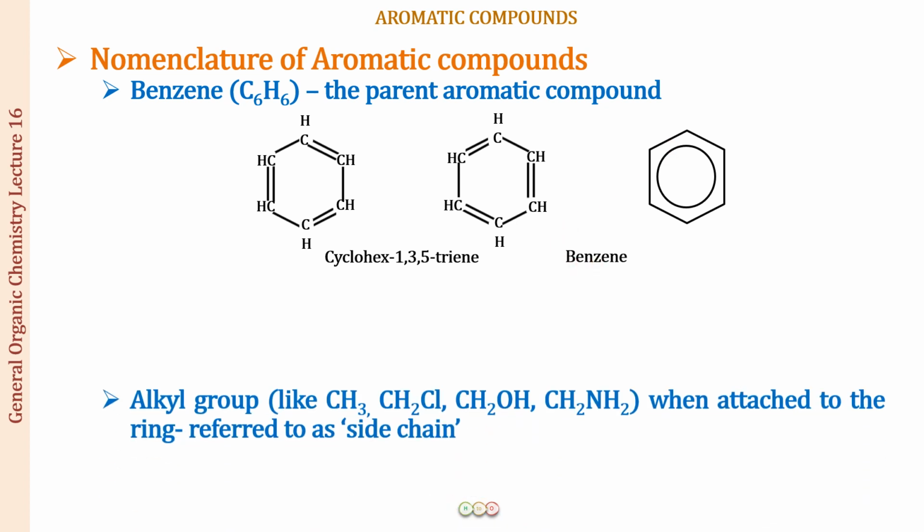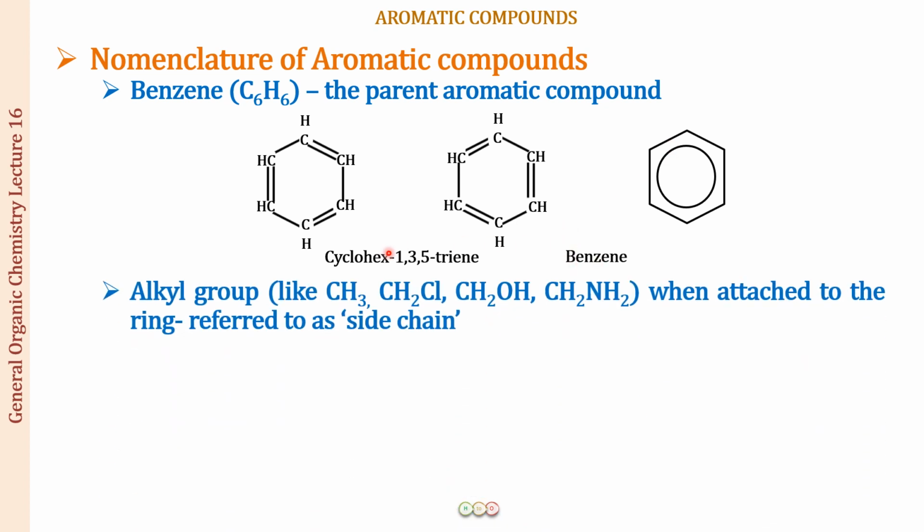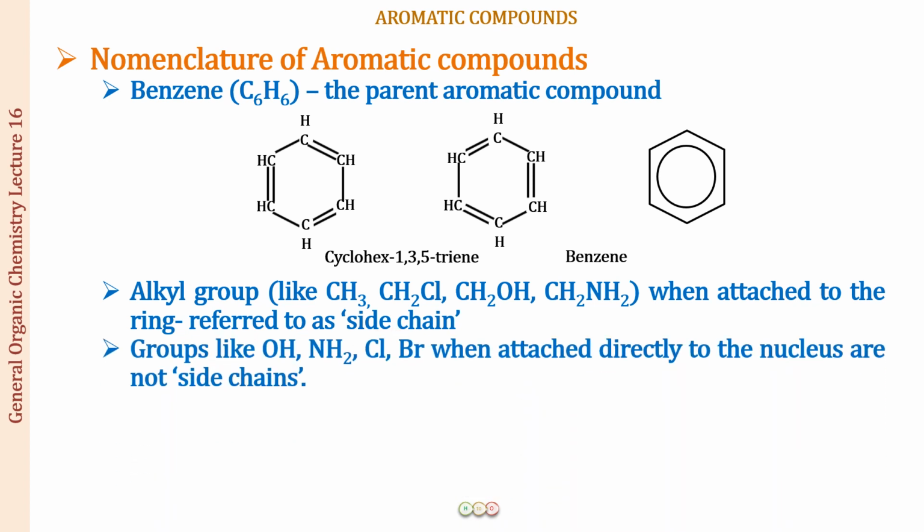Alright, the next thing is that if we have alkyl groups like the CH3 group present as a substituent on the ring carbon, or various substituted alkyl groups like the CH2Cl group, CH2OH group, CH2NH2 group, whenever they are attached to the ring, we will be referring to them as the side chain. But what if groups like the OH group, the NH2 group, the Cl, the Br are directly attached to the carbon of the ring?